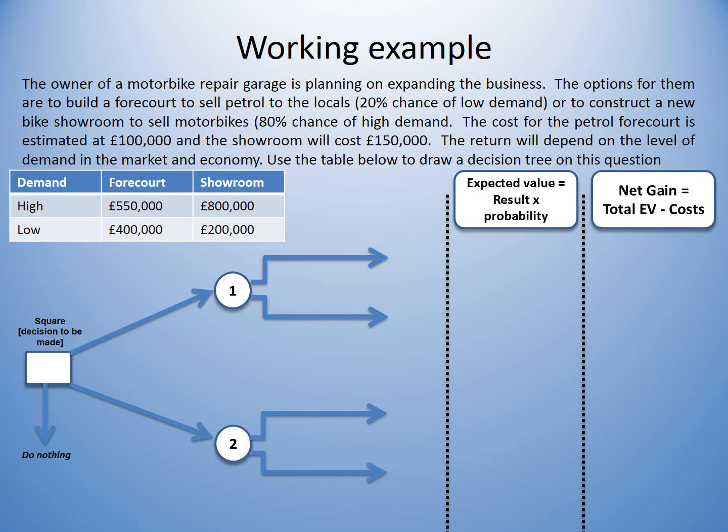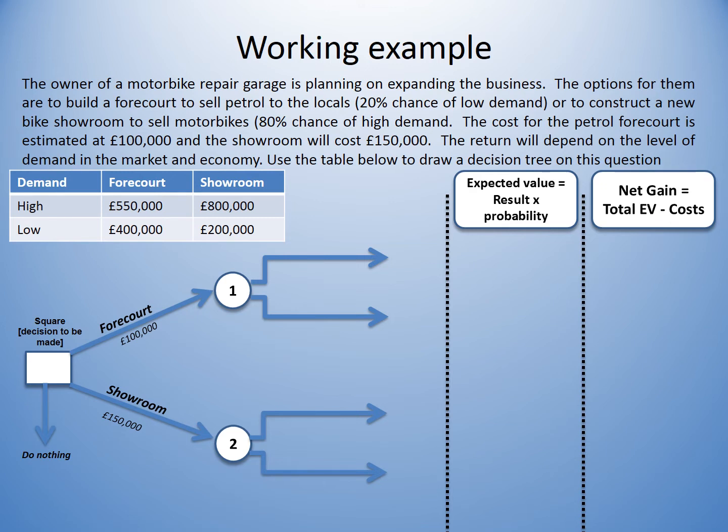Okay, so straight away we would start with that square. So you would draw the square. Then you go for your first option, which is the forecourt. Now from that, we know how much it's going to cost. It's going to cost $100,000, and then you can draw off your second line, which is your showroom, and the $150,000, which are the costs. Now, don't forget, put those into brackets because they are costs. Each one of those goes to its own options bracket then.